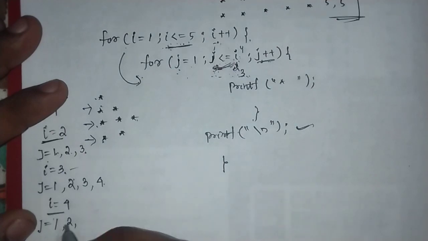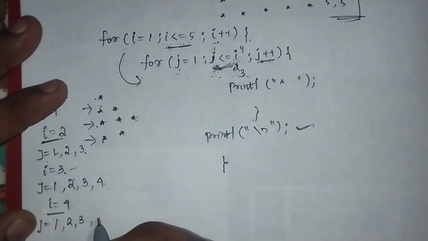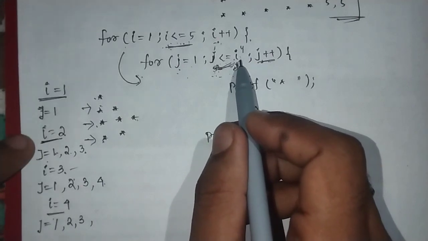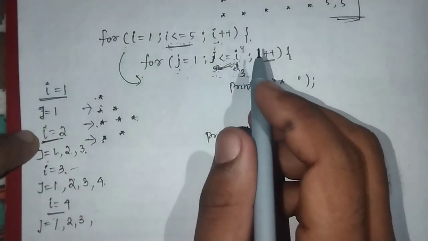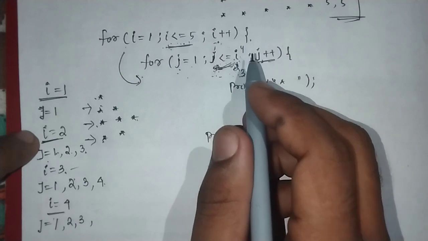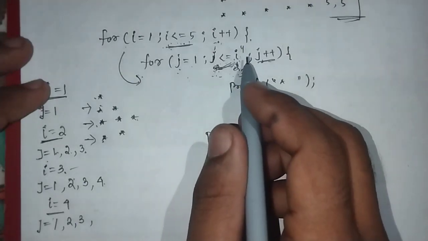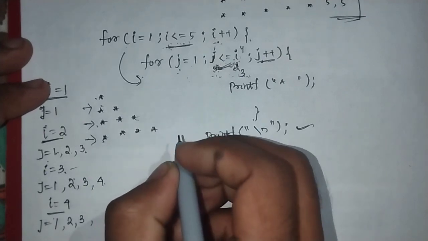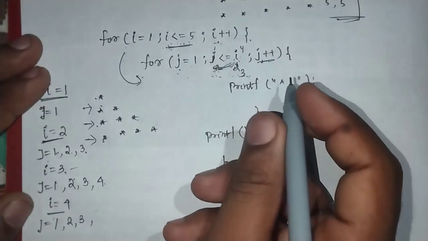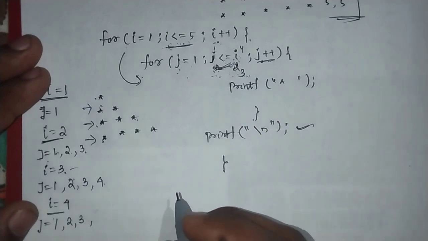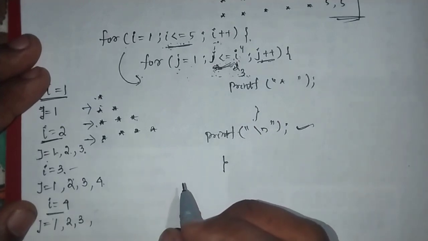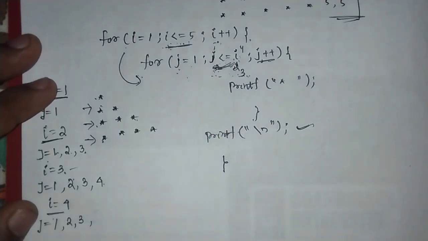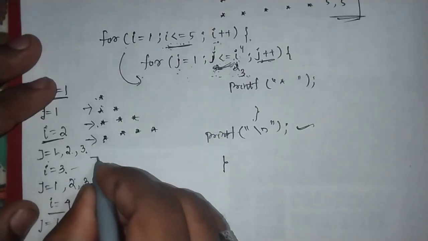Next, the value of j will be updated to 3. So it will check whether the value of j is less than or equal to 4 or not. Yes, the value of j, which is 3, is less than 4, so it will print another star. After that, it will print another star. When the value of j becomes 5, it will terminate because 5 is not less than or equal to 4, so it will terminate here. After that, it will go to the next line.